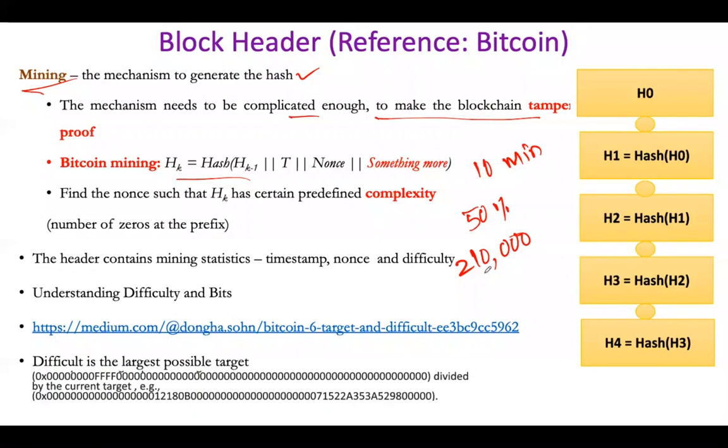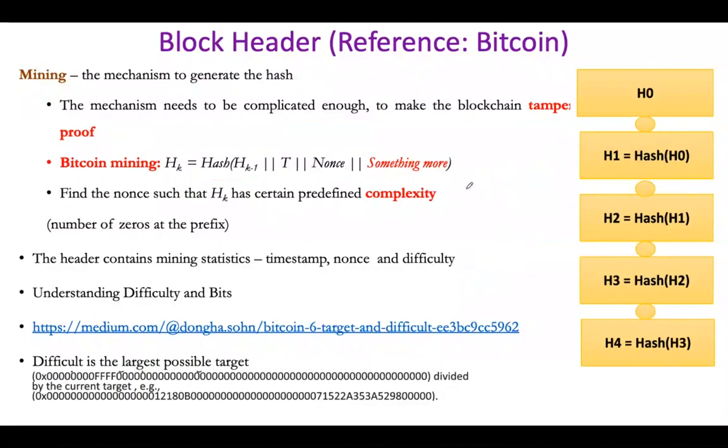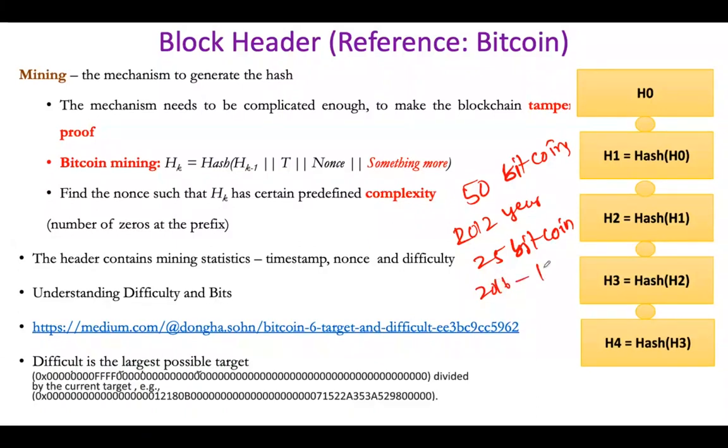When Bitcoin was initially introduced, the block reward was 50 Bitcoins. Then in 2012, this was reduced to a 25 Bitcoin reward. And in July 2016, this was reduced to a 12.5 Bitcoin reward.